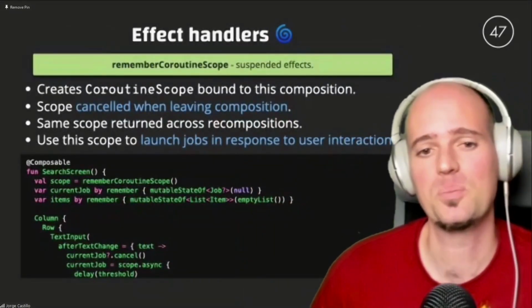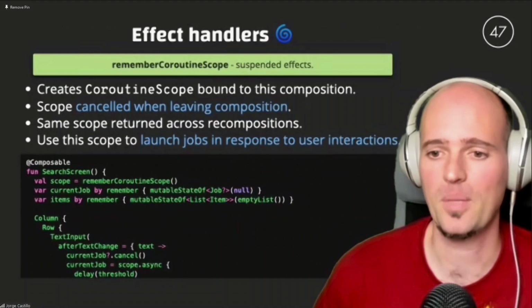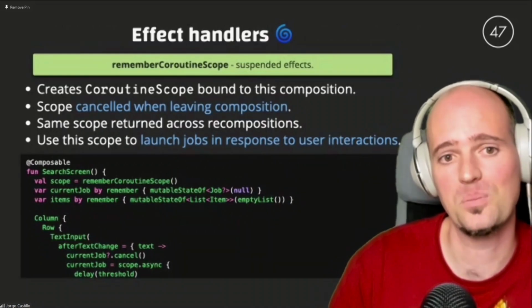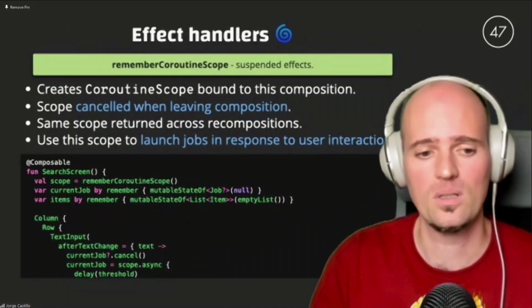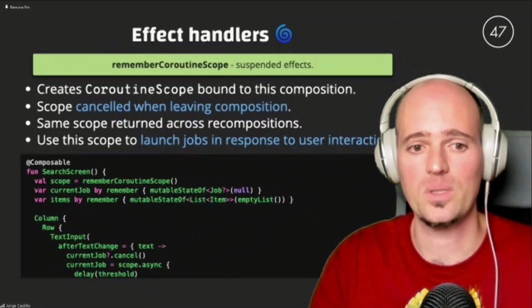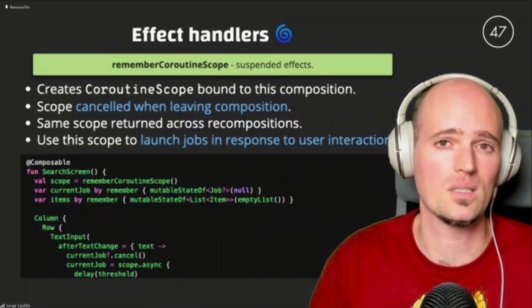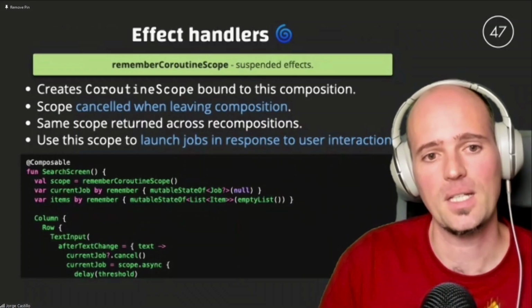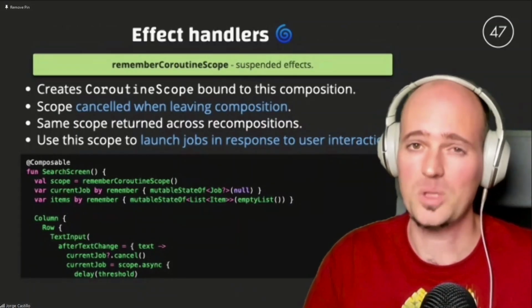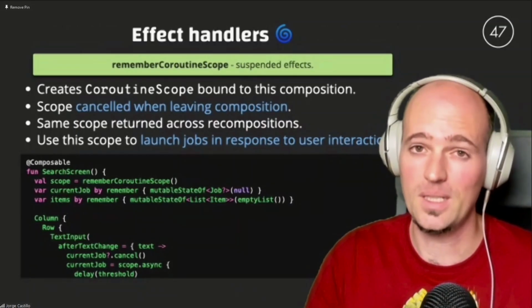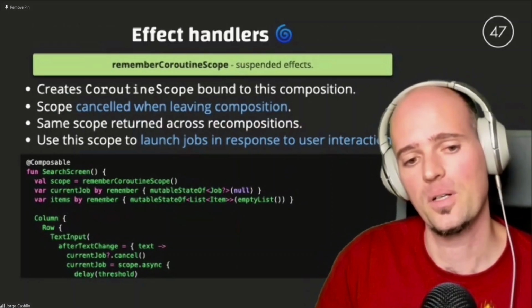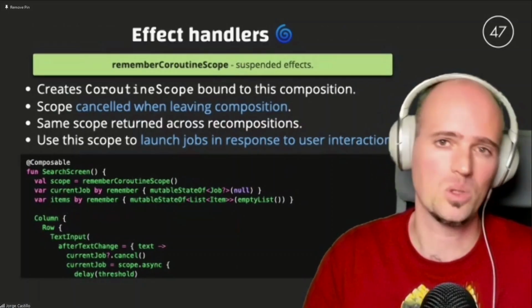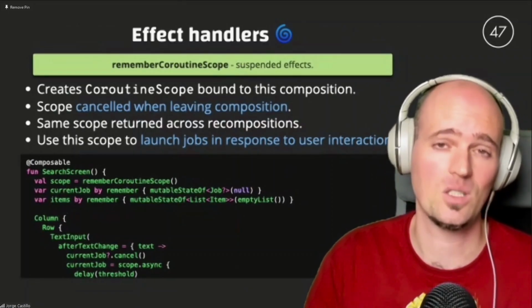About suspended effects, just a couple of them, and I think we'll be done. There is remember coroutine scope to run your suspended effects, so it's going to return a coroutine scope bounded by this composition lifecycle or this composable lifecycle. So that means that it will live across compositions, so it will return every time the same scope on every recomposition. But whenever the composable leaves the composition, the scope gets cancelled.